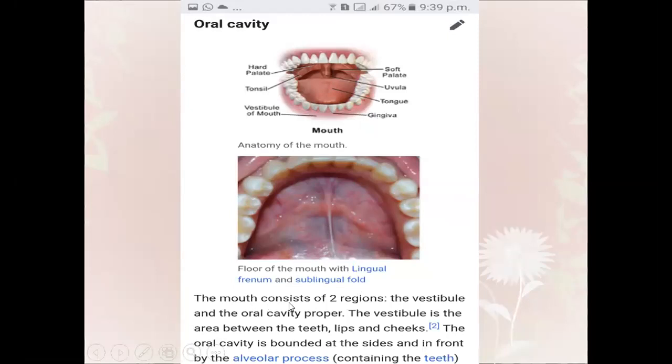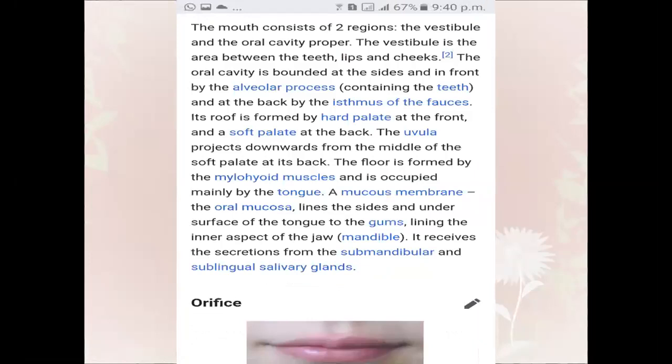The mouth consists of two regions, the vestibule and the oral cavity proper. The vestibule is the area between the teeth, lip and cheek. The oral cavity is bounded at the side and in front by the alveolar process containing the teeth. I'll be explaining them again and again so that your knowledge is enhanced.